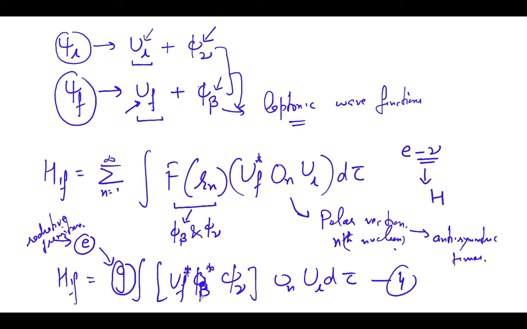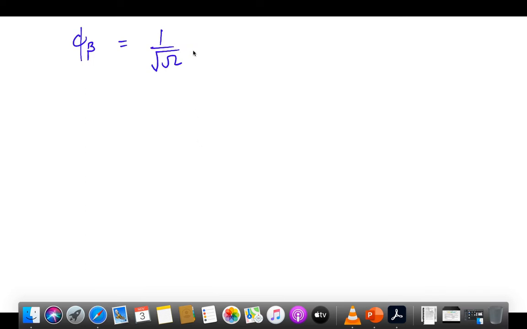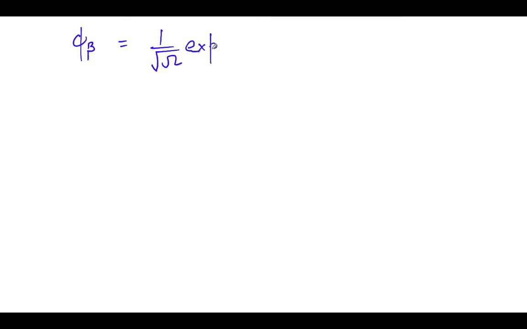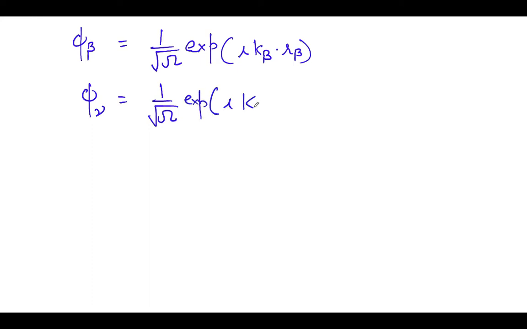Now we need to find the wave functions for this electron and this antineutrino. We can write the wave function phi b, for the electron or positron, as 1 over under root omega, exponential of i kb dot rb. Similarly, the wave function for the neutrino or antineutrino is 1 over under root omega, exponential of i k nu into r nu. Since the neutrino or antineutrino is a chargeless particle, its wave function can be considered a planar wave function, which is justified.